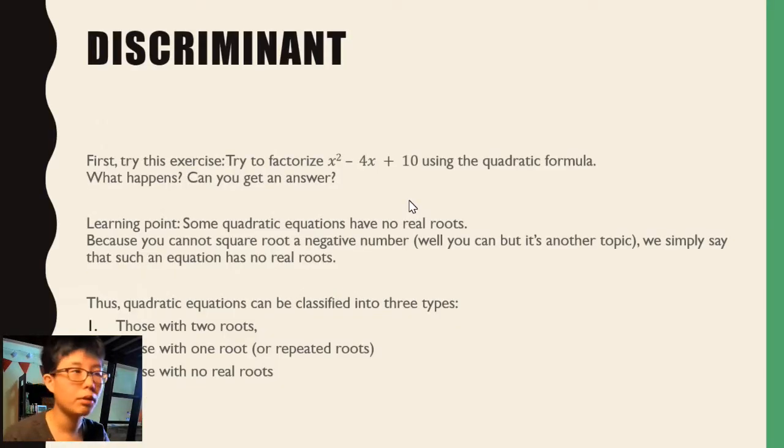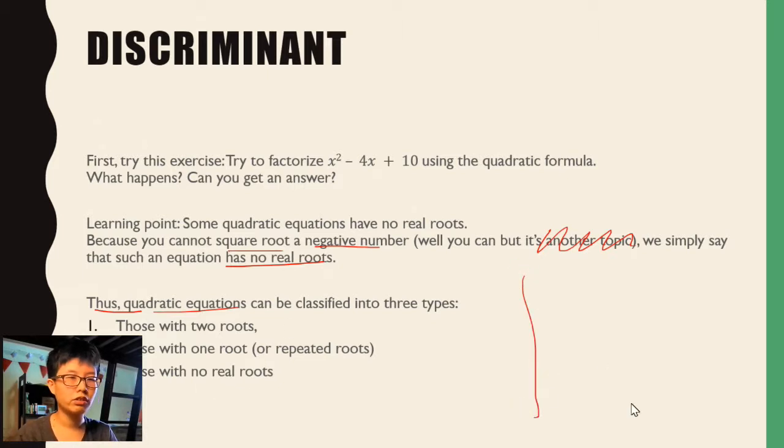So this is another example of an equation that won't give us any real roots, x squared minus 4x plus 10. And what happens is you might either use a calculator or you use the quadratic formula like earlier, but you won't get a real root. This is because you cannot square root a negative number. You can, but it's another topic, and we're not going to talk about it. So we simply say that such an equation has no real roots. So hence, when we look at quadratic equations, we can classify them into 3 types: those with 2 roots, those with 1 root, and those with no real roots.